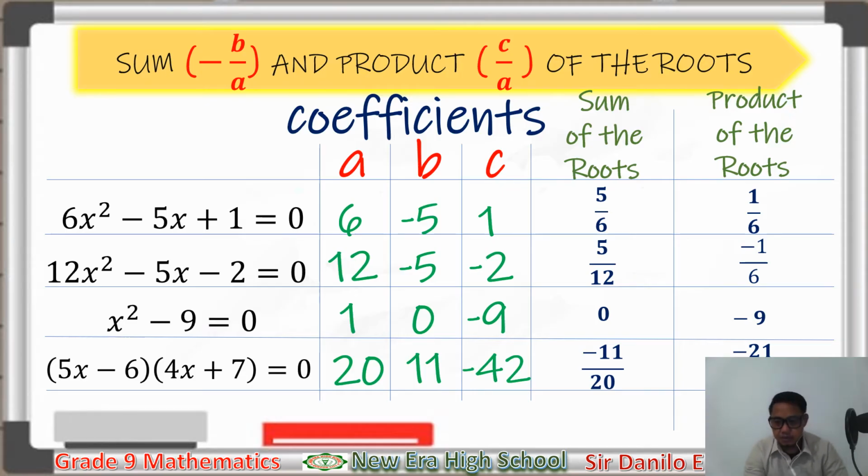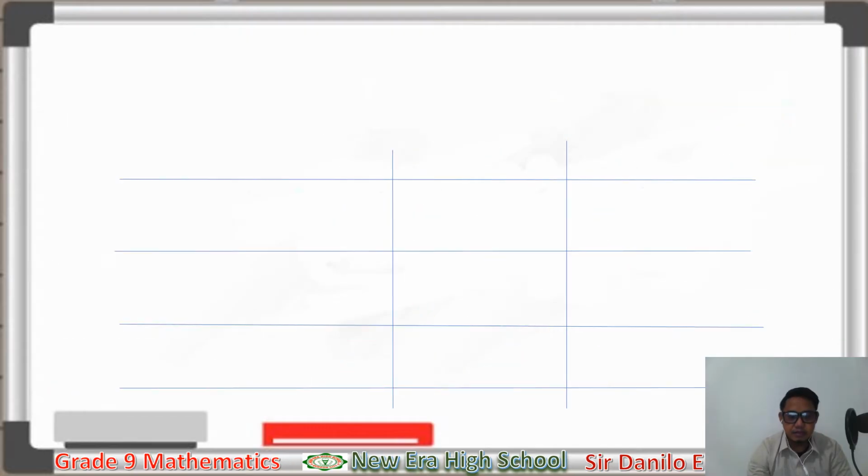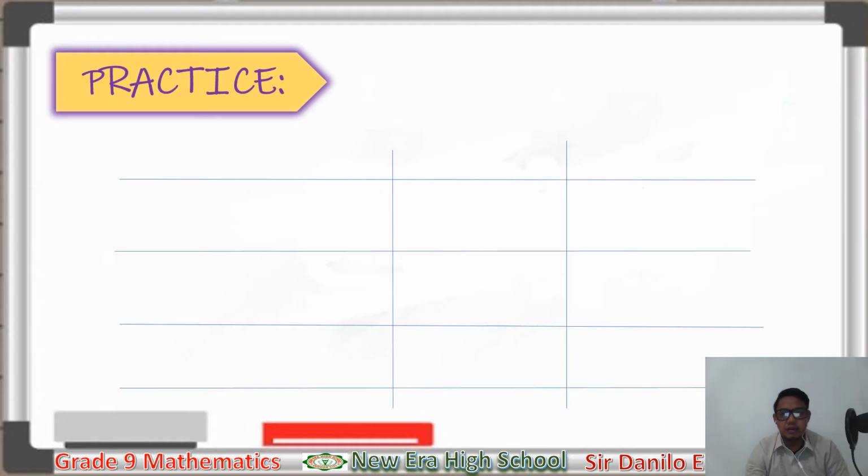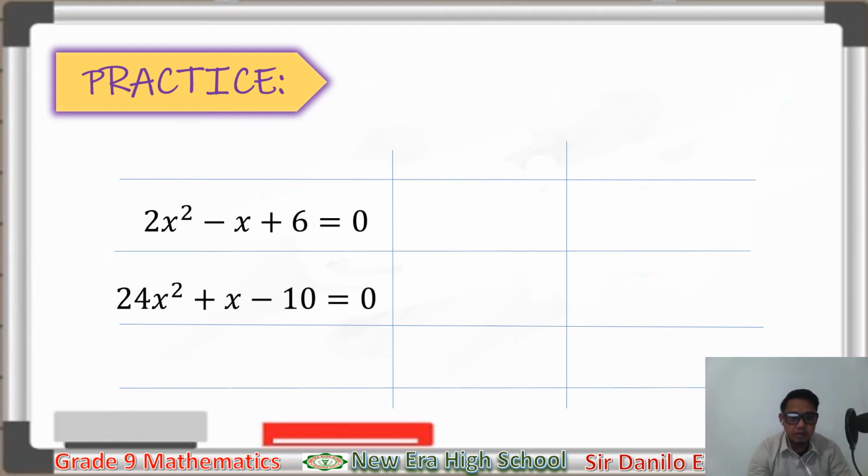Okay. So, meron diyang 10, ano? Hindi lang natin makita because nandyan yung aking video. So, let's continue. Okay? So, practice tayo. So number 1, you have 2x squared minus x plus 6 equal to 0. Then 24x squared plus x minus 10 equal to 0. Yan. Then x minus 2 squared equals 9.